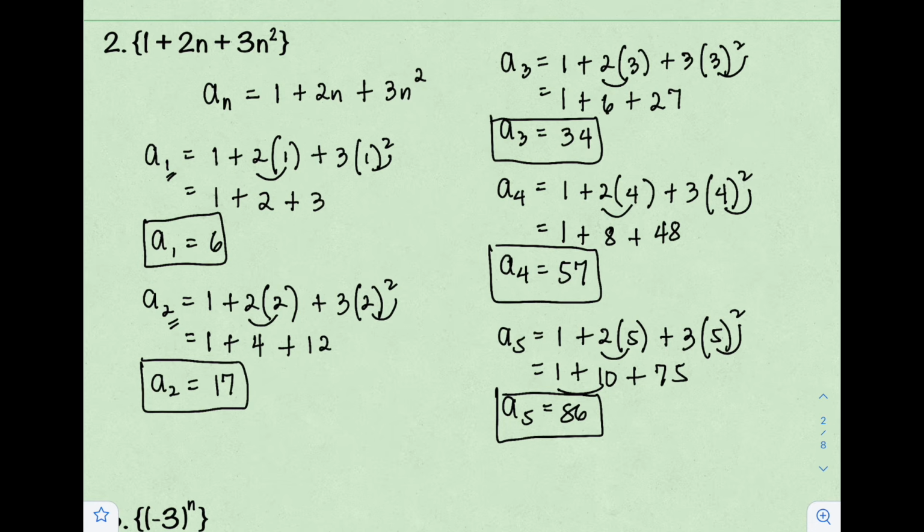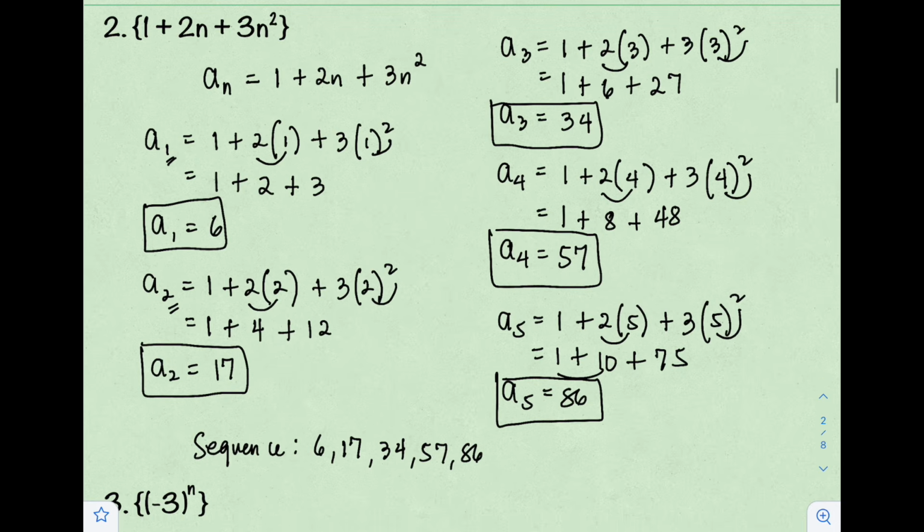Okay? So ngayon, ang ating sequence is we have 6, 17, 34, 57, and 86. Okay? Then, ang ating series ngayon, we have 6 plus 17 plus 34 plus 57 plus 86, that is equals to 200.